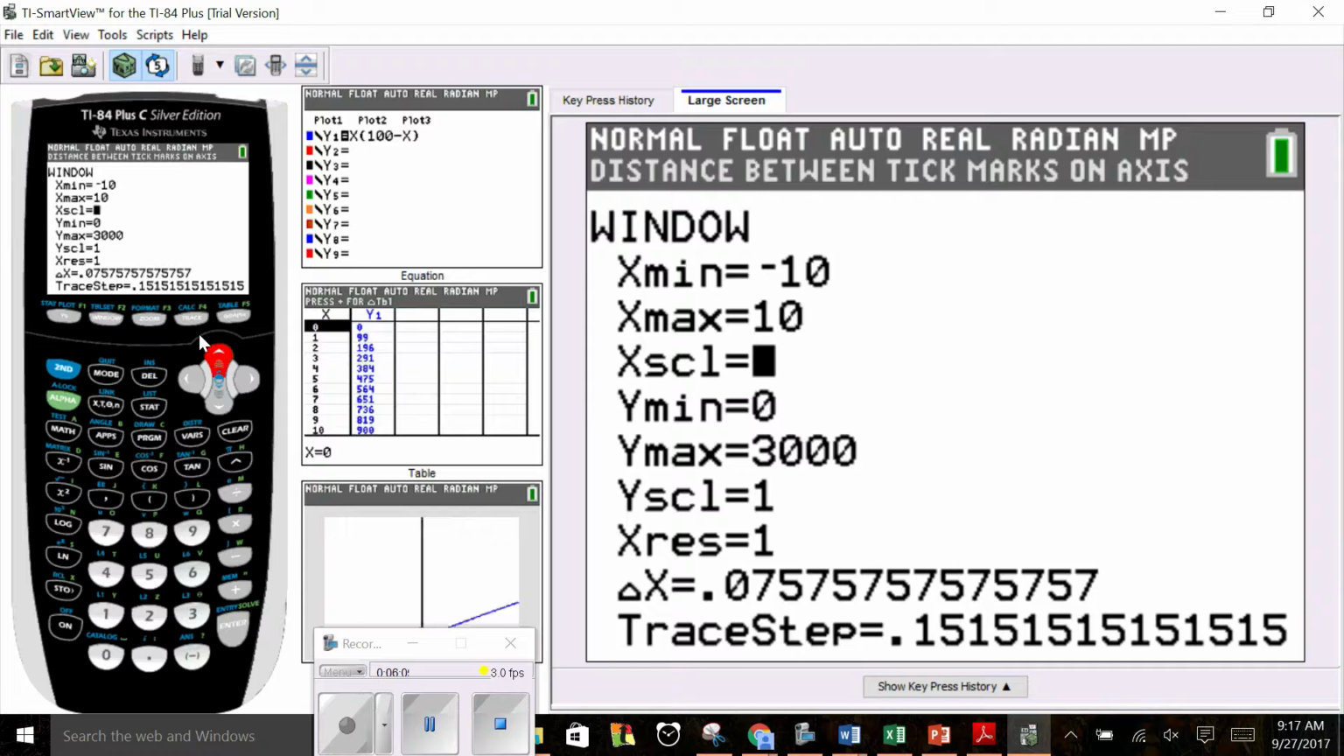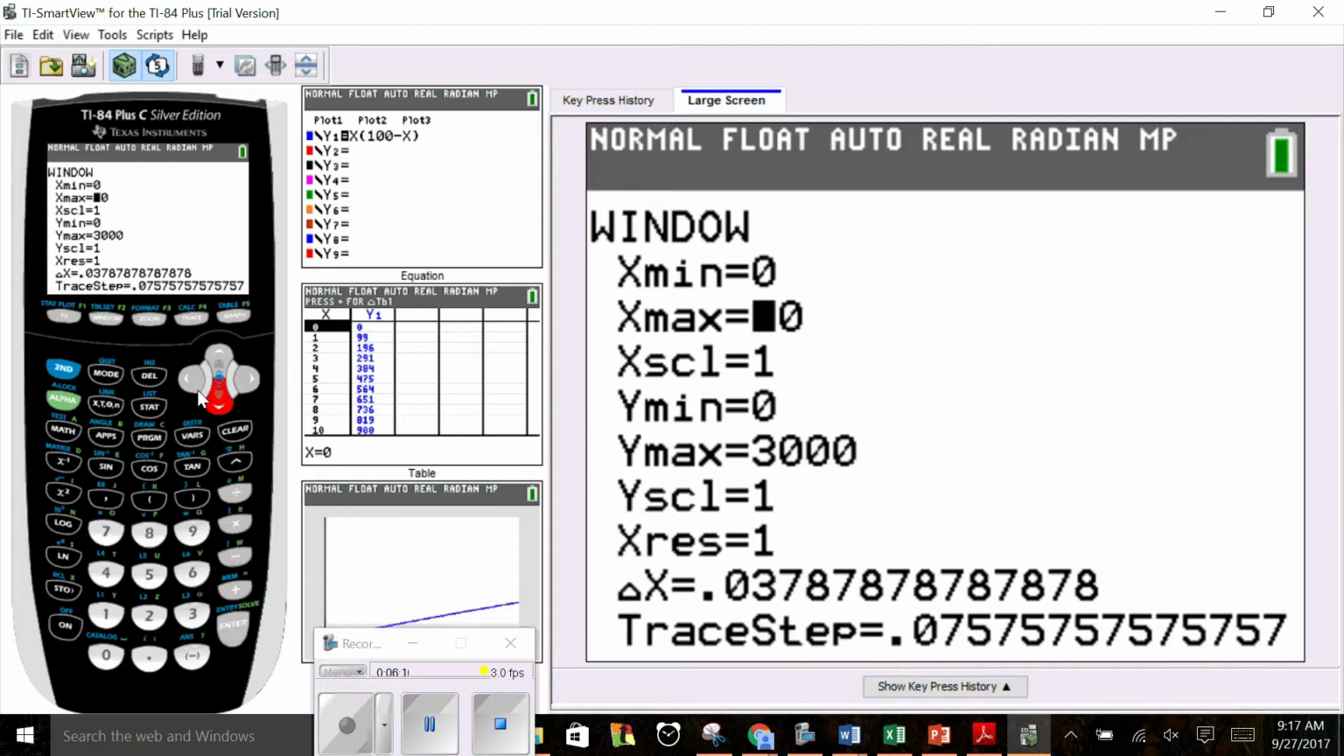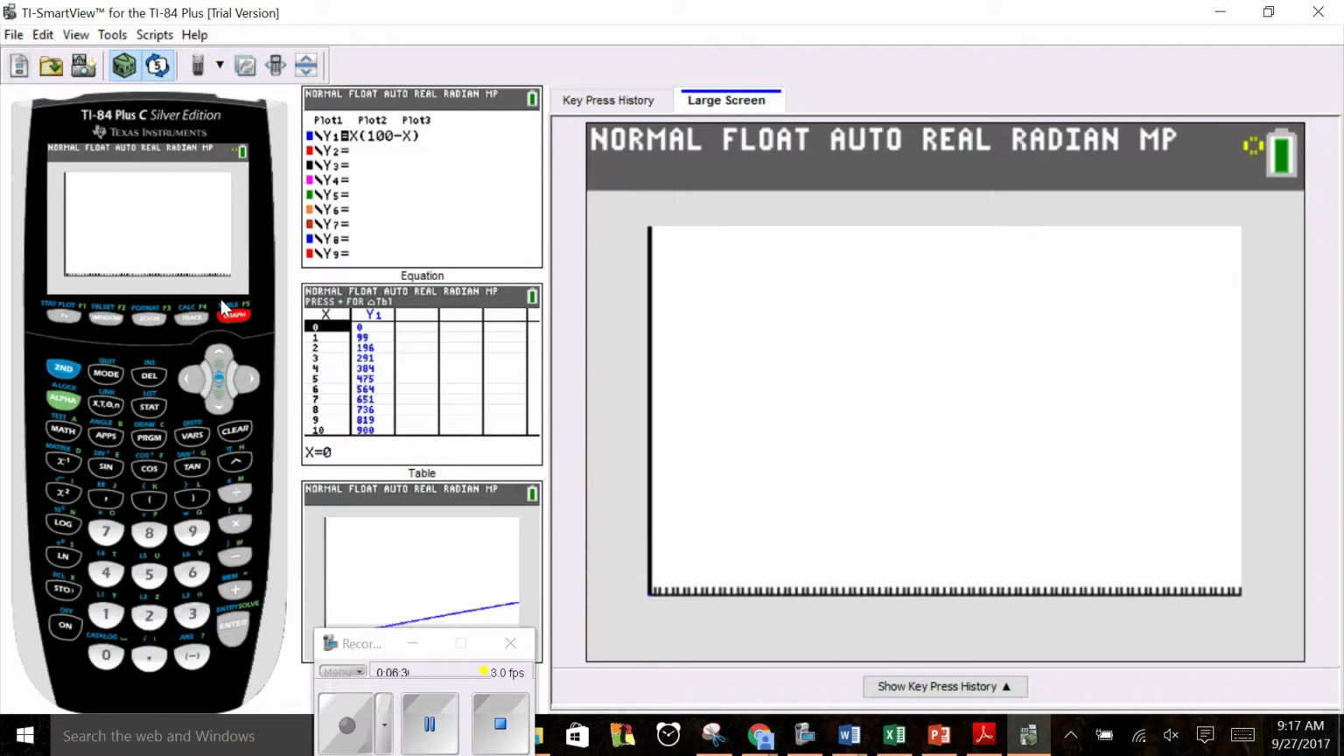And then thinking about the lengths possible, remember our whole perimeter was 200. So there's no way we could have a length that's greater than 100, because that would be half of the total perimeter. So we're going to set this to 100 and see what happens there. Remember, x represents our length and y represents our area. So now that we have a good window to work with, let's make sure that works. And it appears that we have a nice window there.